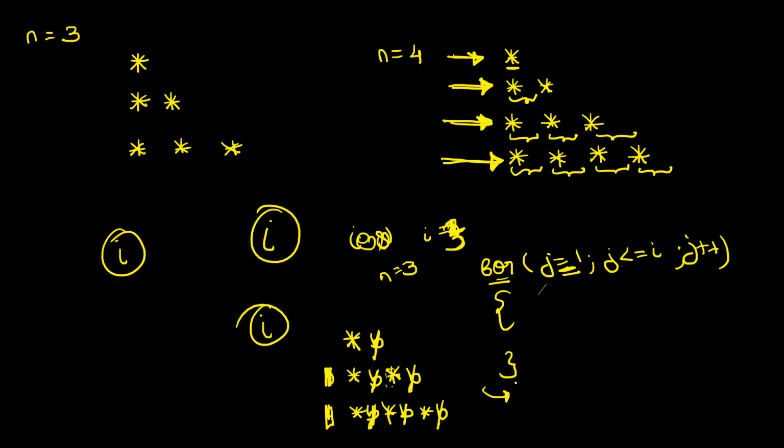So now you come outside the for loop. You have a system.out.println, so the cursor moves to the next line. Then you go to I plus plus. The value of I will become 4. 4 is not less than equal to 3. So my job is done. And this is the pattern that is printed. Is everyone clear with how it is working?